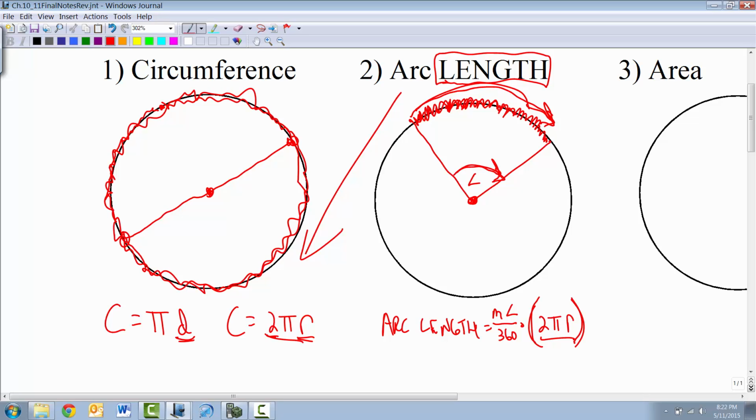We talked about that yesterday. So I don't care which one's given. It doesn't matter. Either of these represents what fraction of the circle you're dealing with. So let's say this was 60 degrees in here. Well, then I put 60 over 360, which is 1/6. So you'd basically have 1/6 of the circumference.